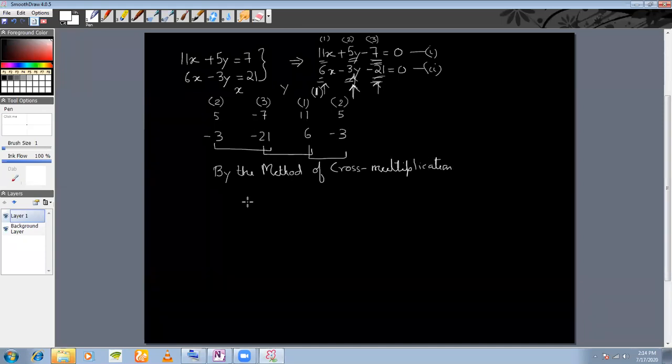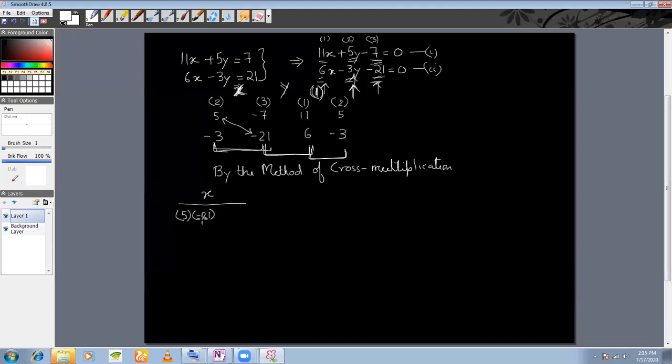By the method of cross multiplication. Now see, I have arranged these coefficients in a certain way. This is clear. And I told you that these two are going to give me my x, these two are going to give me my y, and these two are going to give me my denominator of 1. So I write x divided by, now I multiply it in this manner, 5 starting from the left hand side to the right hand side. So 5 into minus 21 I multiply.